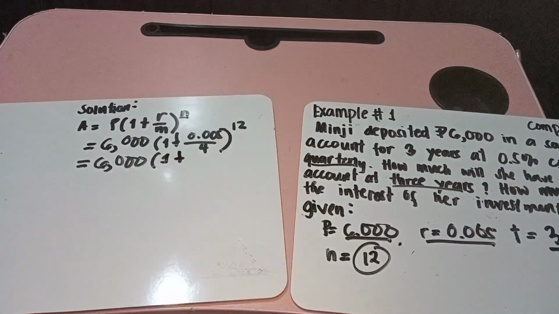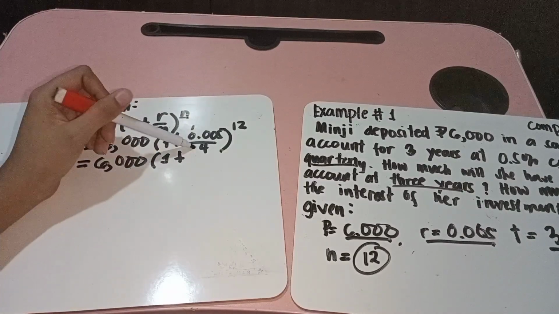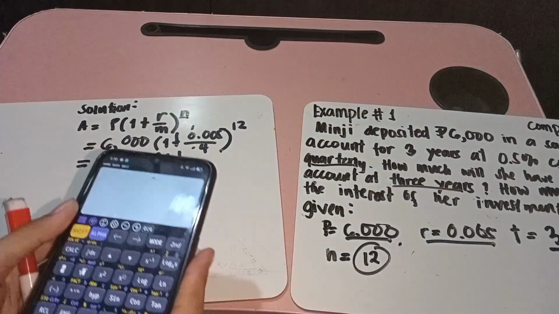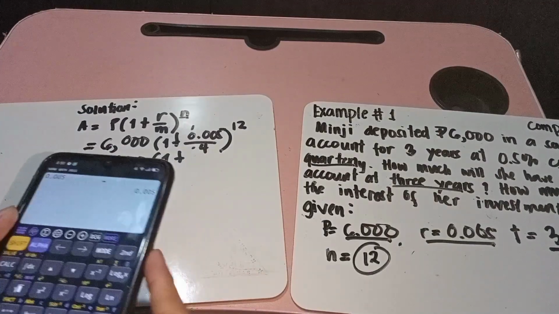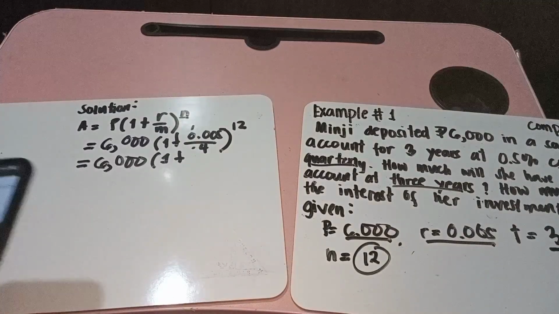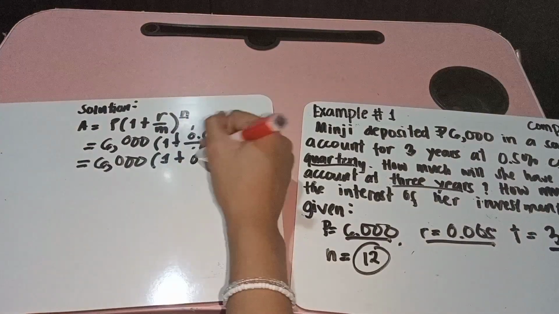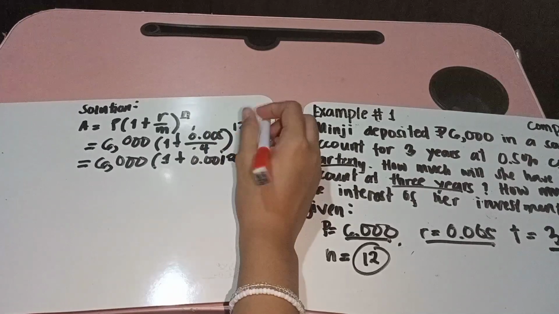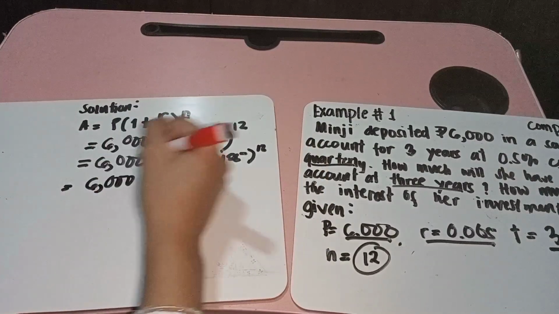1 plus, ipag-divide na natin tong 0.005 divided by 4. 0.005 divided by 4 is equals to 0.00125. Raised to the power of 12 is equals to 6,000.